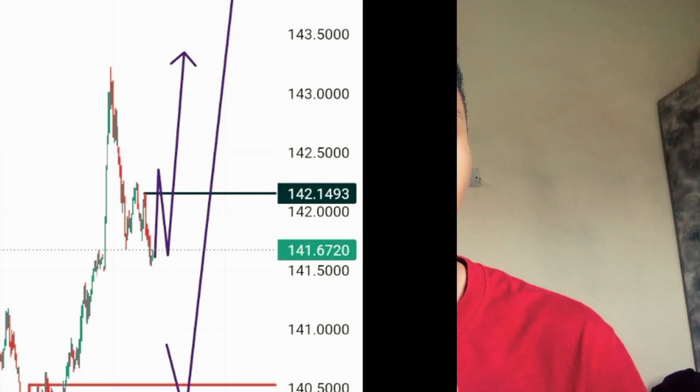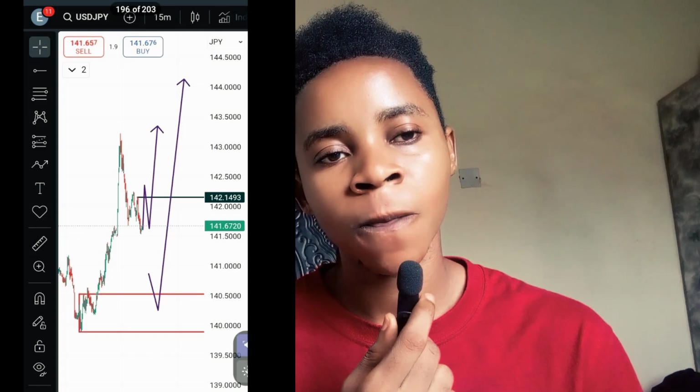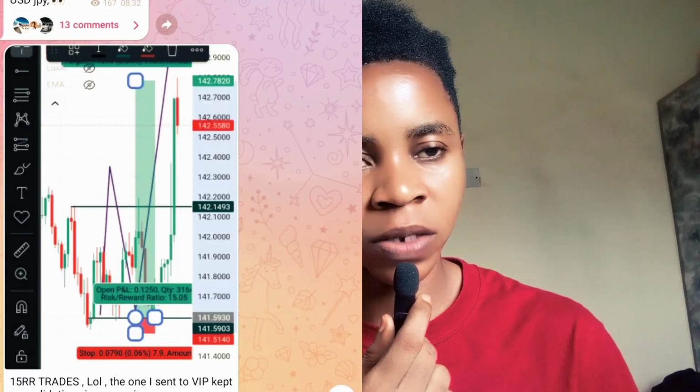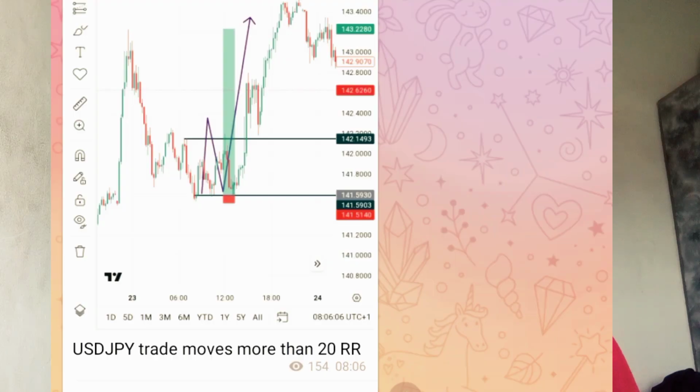So today I'm going to show you guys the trade which I took last Wednesday. This trade was able to run about 1 is to 15, 1 is to 20, 1 is to 30 RR. But what we were expecting was about 1 is to 15, 1 is to 20. And this trade, I sent it to my free Telegram channel.